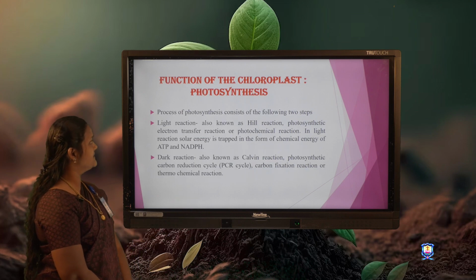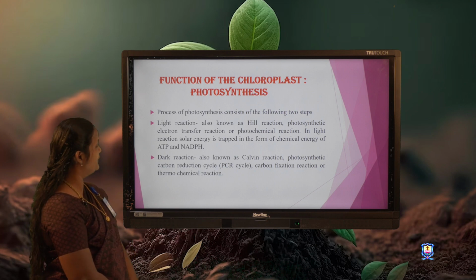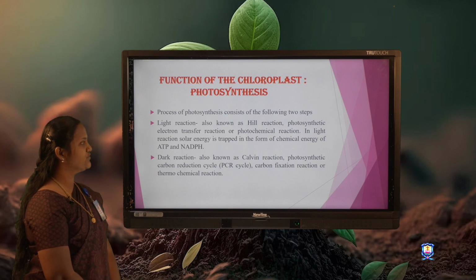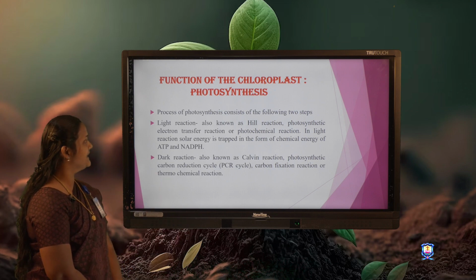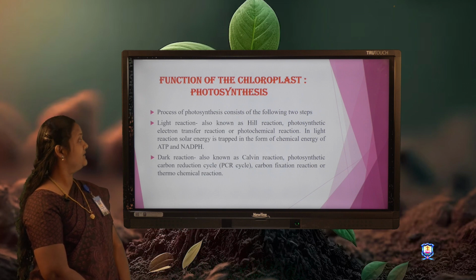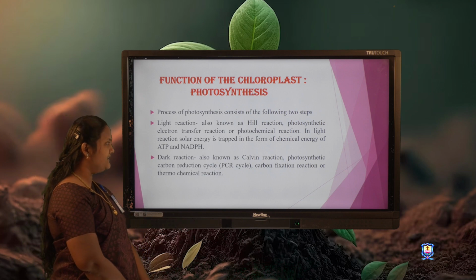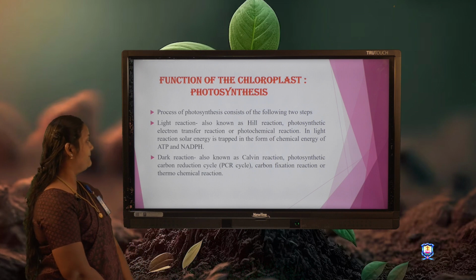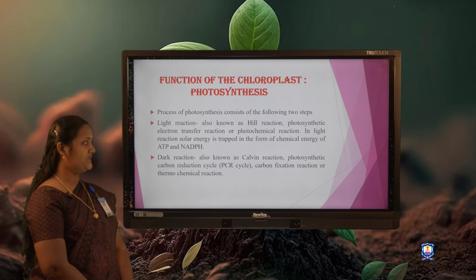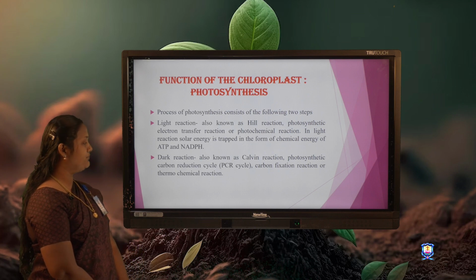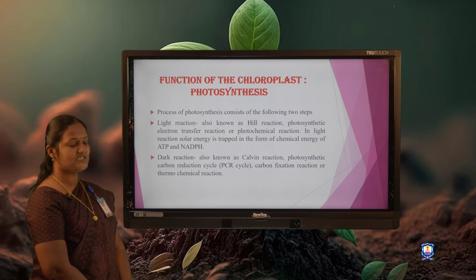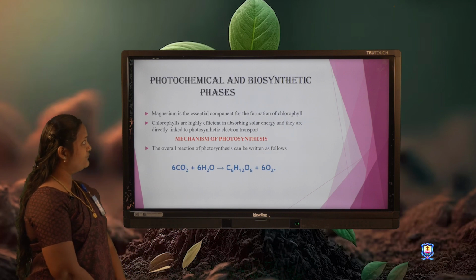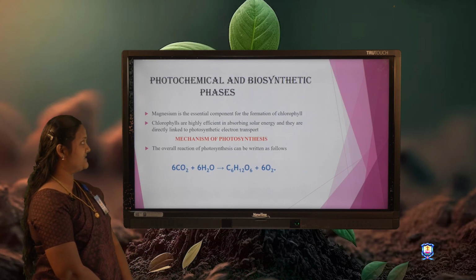The function of the chloroplast. The process of photosynthesis consists of the following types: the first one, light reaction, and the second one, dark reaction. The light reaction is also known as the Hill reaction, the photosynthetic electron transfer reaction or photochemical reaction. In the light reaction, solar energy is trapped in the form of chemical energy of ATP and NADPH. The dark reaction is also known as the Calvin reaction or photosynthetic carbon reduction cycle, the PCR cycle. The carbon fixation reactions are thermochemical reactions. These photochemical and biosynthetic phases take place in the chloroplast.